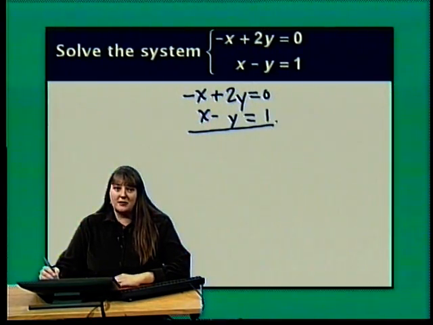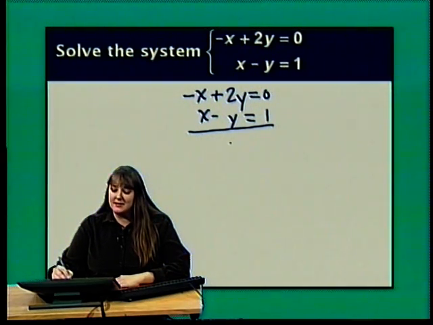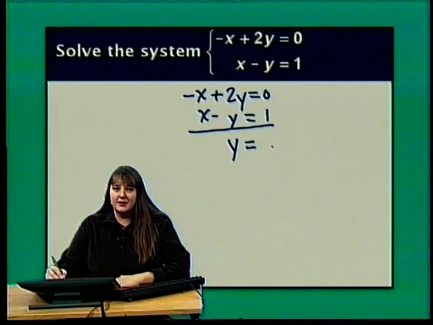Notice if I add the left-hand sides of these two equations together, I have negative x plus x is 0, so the variable x is going to be eliminated. In my first example, the variable y was eliminated. So eliminating the x's, I'm left with on the left-hand side just 1y, which I can write as y, equals 0 plus 1 is 1 on the right-hand side.